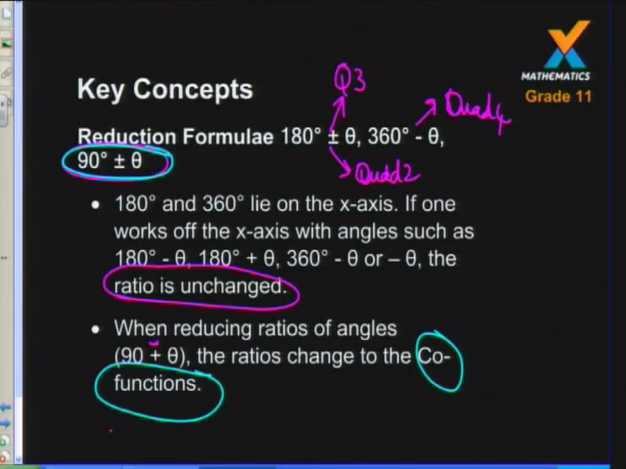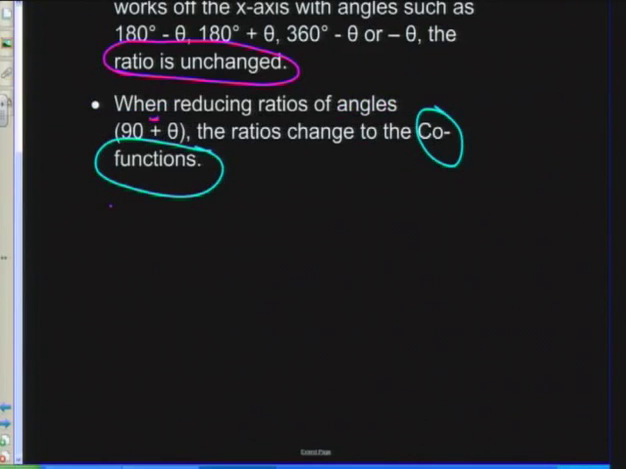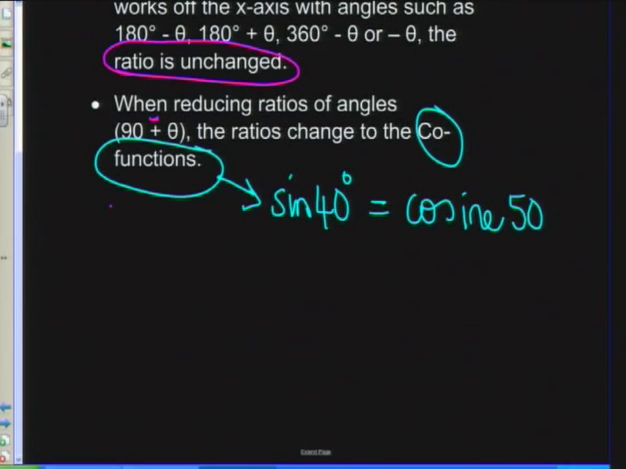So what this really means is that if I have the sine of 40 degrees, then that's the same thing as the cosine of 90 minus theta, which is a cosine of 50. So we talk about them being co-functions because all that happens is that I attach the co to the sine. But if I was looking at the cosine of 60, then because I've already got a co, I would drop the co and I would get that it's the same as the sine of 30 degrees.